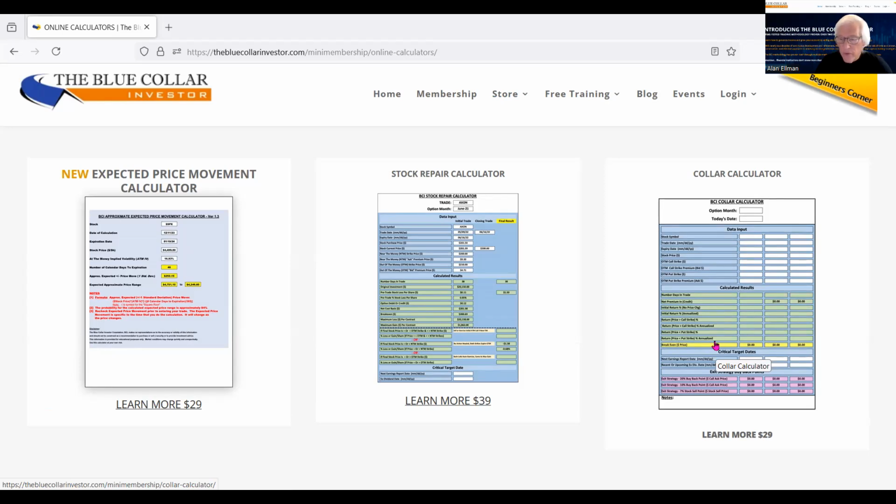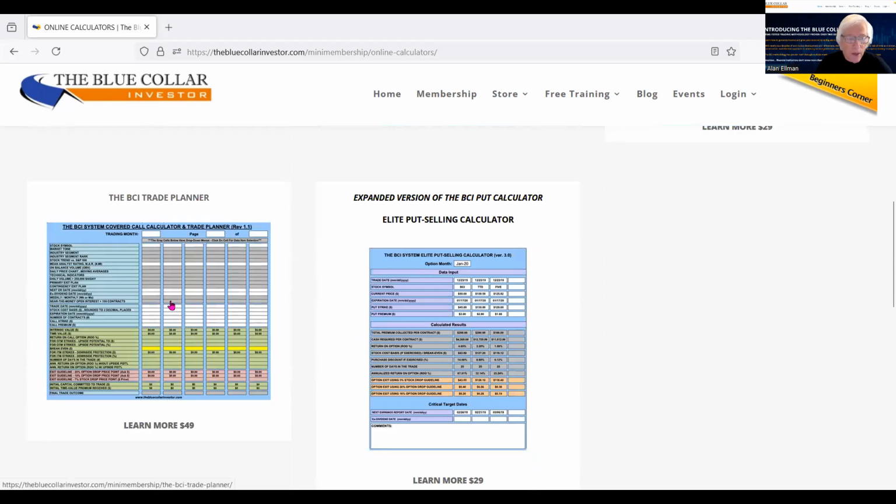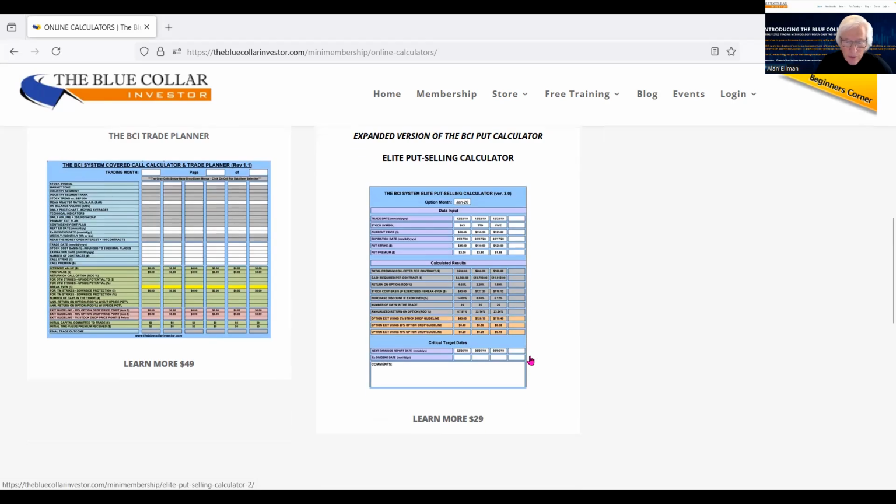The collar calculator is for those who want to add a protective put to your covered call trades. You can also use the trade management calculator for that. We have a trade planner for those of you that want a tool to just list all the securities that you're interested in, fill out various information with them, and then make your final decisions before entering them into the spreadsheets. We also have an elite put selling calculator, but if you have the trade management calculator, you do not need this. This is a less expensive way to calculate your put trades, but doesn't have nearly the capabilities as the TMC does.